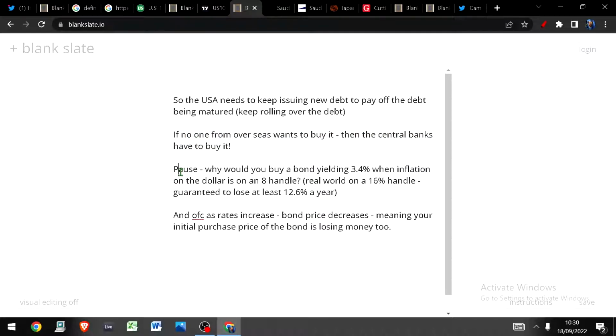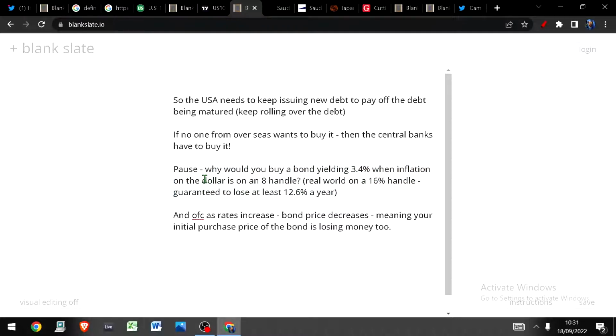So let's just pause here for a moment and ask ourselves, if you're an overseas investor, if you are the Saudi Arabian government, if you're a sovereign wealth fund, would you buy a bond yielding 3.4% when inflation in the currency that bond is settled in, the dollar, is on an 8 handle, according to their CPI metric? Of course, the real world is on a 16% handle minimum. So you are guaranteed to lose at least 12.6% a year, at least, by buying this bond.